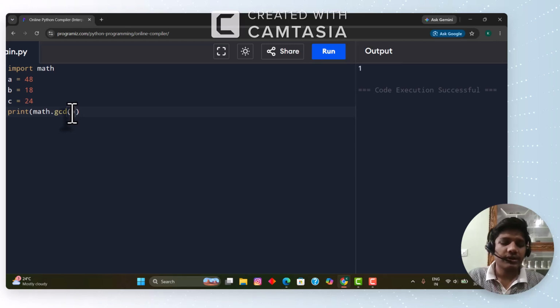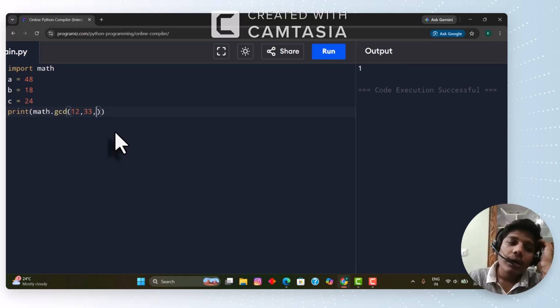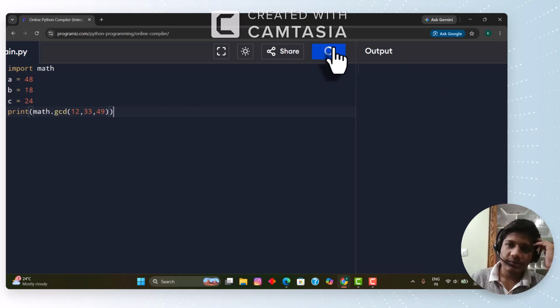For example, if you take 12, and 33, which is divisible by 2 and 3, and another one which is divisible by 7, so 49, and 49 is not divisible by 3 or 2. So let's check which number will be divisible.